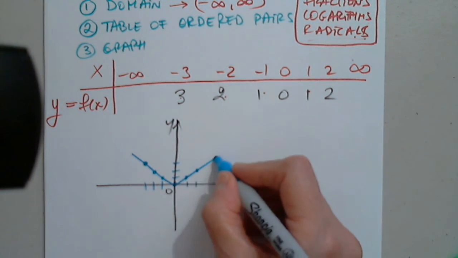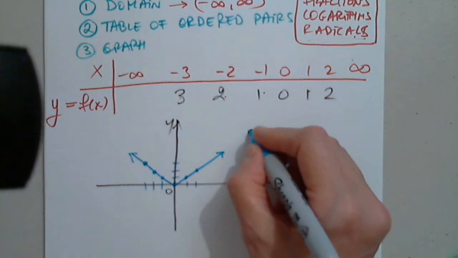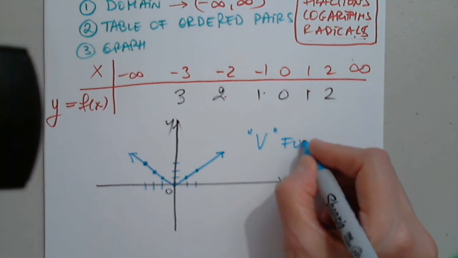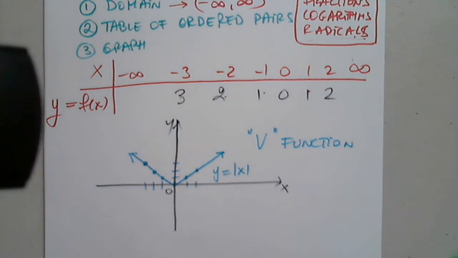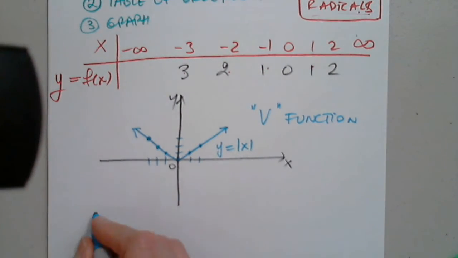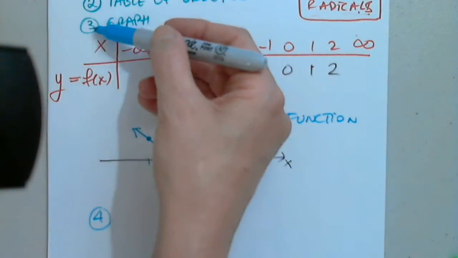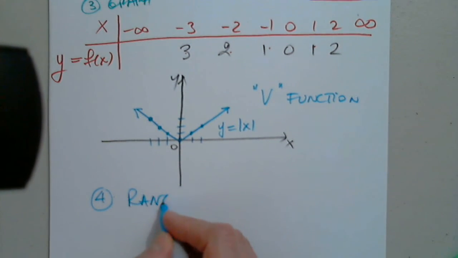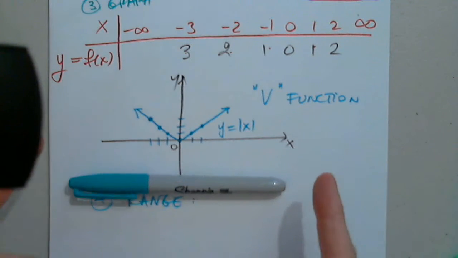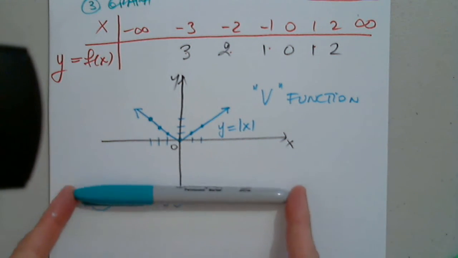We should remember the absolute value function as what is called a V function. So y equals the absolute value of x. I want to add number 4 to our list: 1, 2, 3, 4. And I would like someone to tell us what is the range of this function. It would be 0 to infinity. Correct.